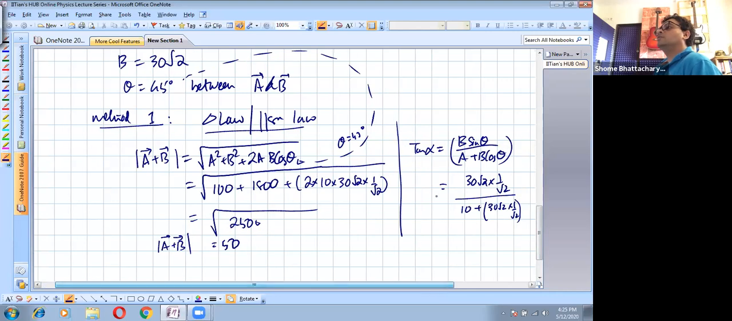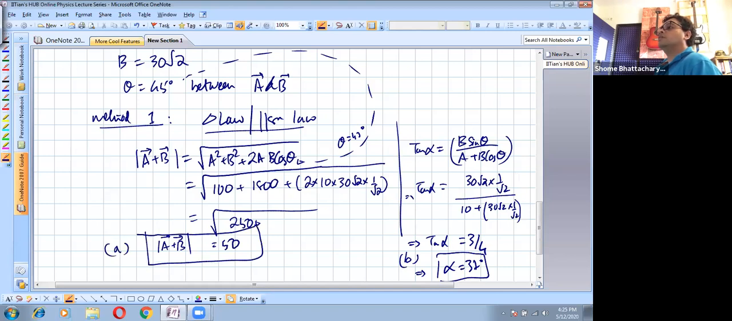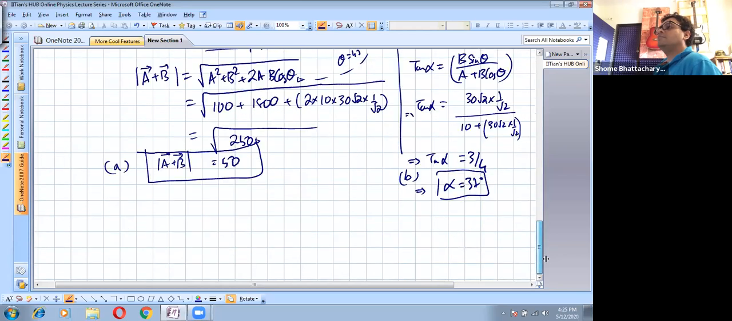So you will get your tan alpha as 3 by 4, for which you know that alpha is 37 degrees. This is the B part, this is the A part. This is by the formula based method. Also, if you want to understand the diagram, how it will look.